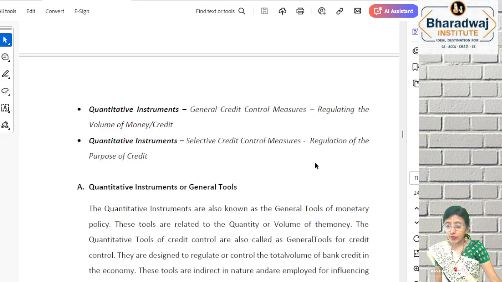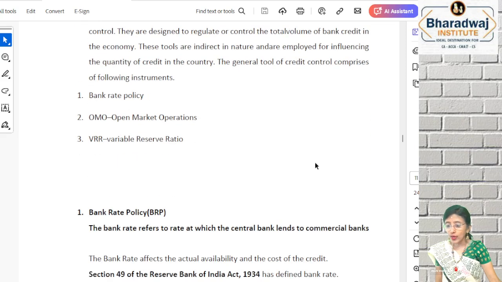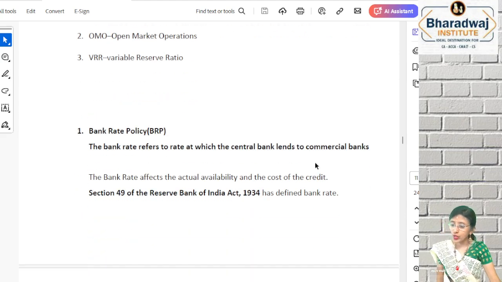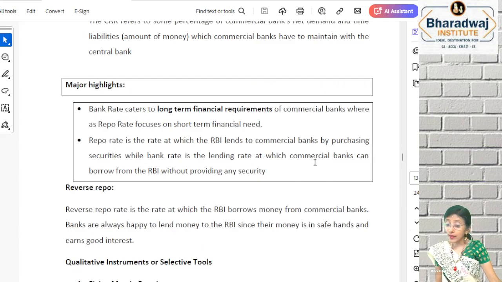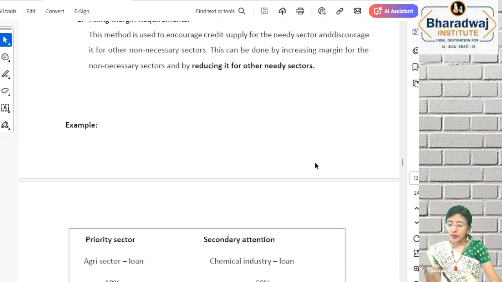Okay, tools of central bank, quantitative and qualitative. The whole list: bank rate, repo rate, reverse repo rate, open market operation, variable reserve ratio, under that cash reserve ratio, statutory liquidity ratio. Repeated question in the examination. Repeated question. And under what is that?